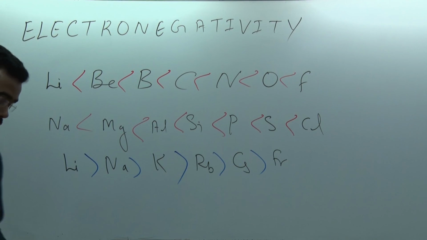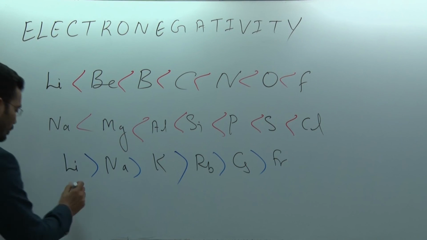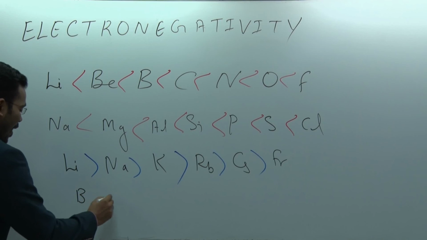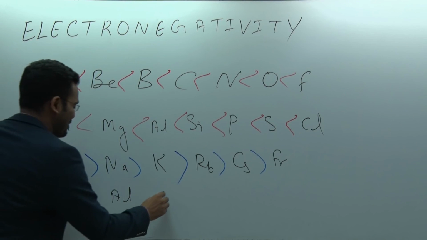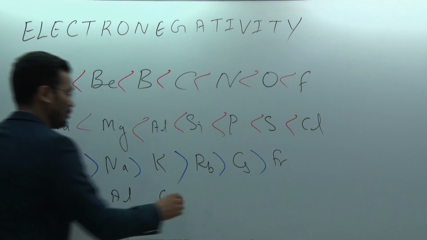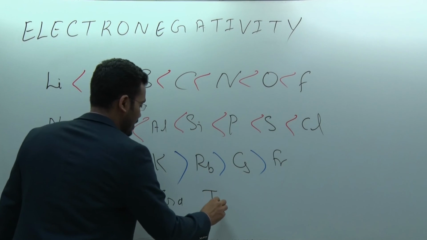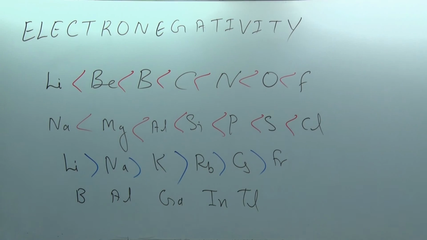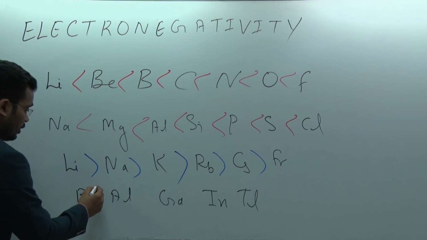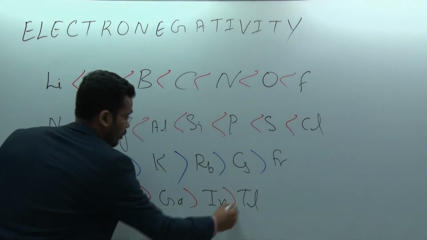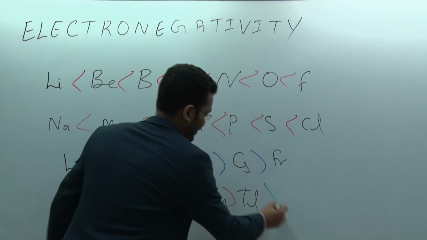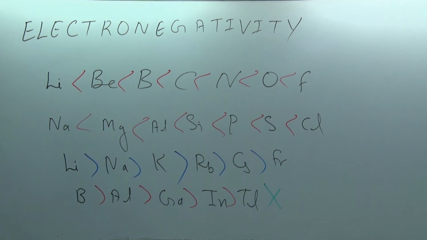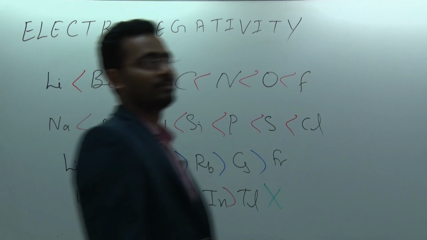Now, another question for you: boron, aluminium, gallium, indium, thallium. So the order is this. Yes or no? Wrong. So think out of the box and tell me the right answer.